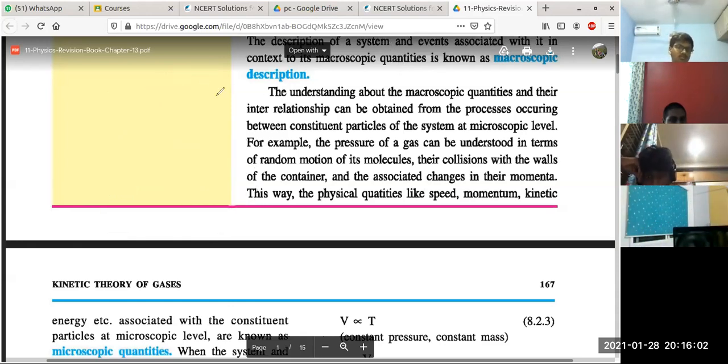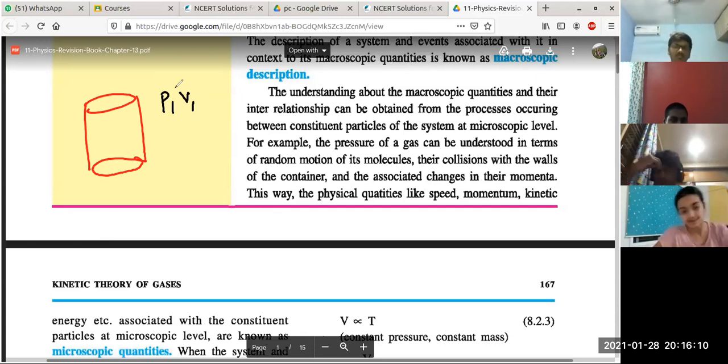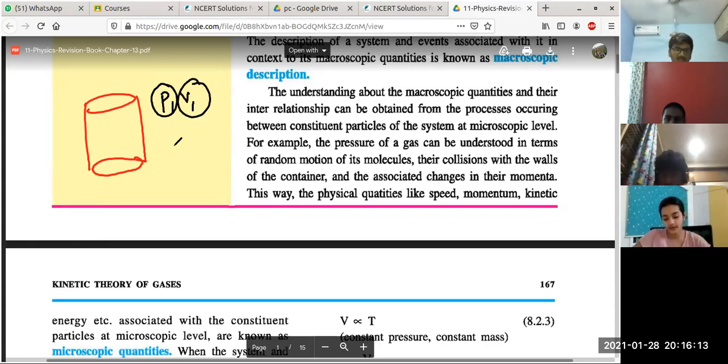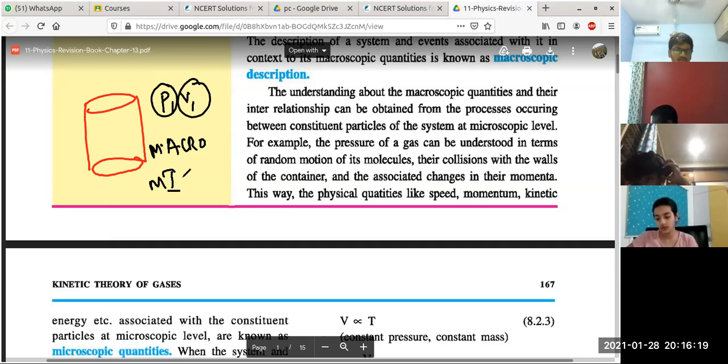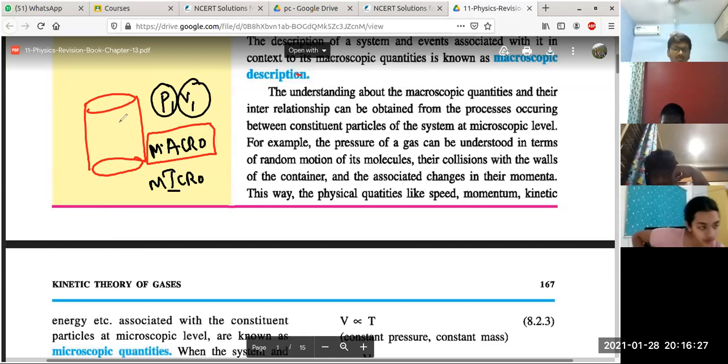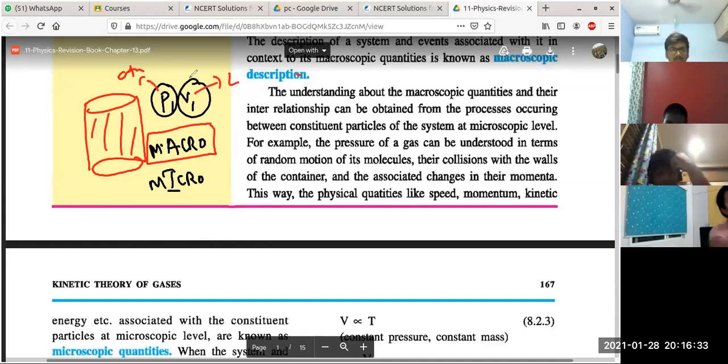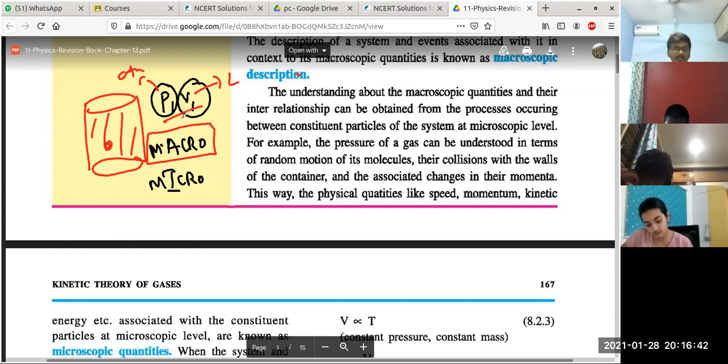Now see, if there is a gas in a container, then P and V, are these macroscopic or microscopic? Macro, right? Macro means the pressure you're measuring from outside, the volume comes in some liters, pressure in some atmosphere. All this tells you nothing about the molecules, like what is the speed of the molecule. So these are macroscopic quantities.